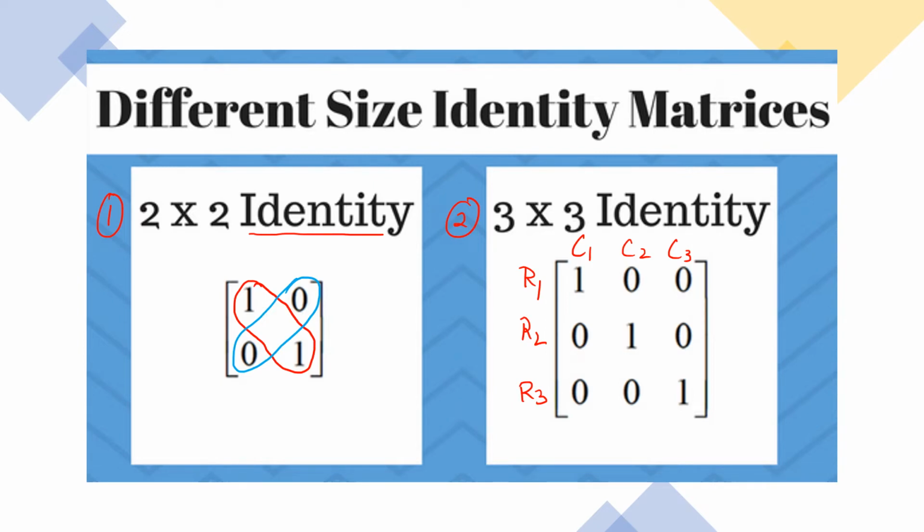Let's check the condition here for a 3 cross 3. This is the primary diagonal: the elements at the positions first row first column, second row second column, third row third column, where the row and the column number are equal. This is the primary diagonal. And if you see all other elements, they are 0, 0, 0, 0 and 0. So yes, these are two well defined identity matrices.